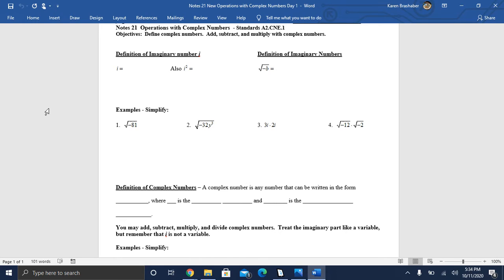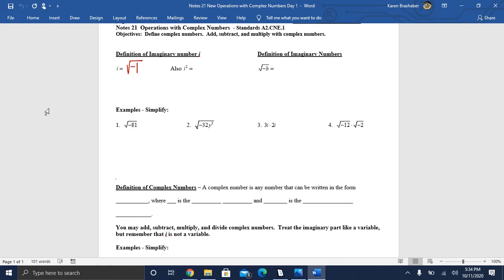So this new number is called i. It's an imaginary number, and we're going to define i as the square root of -1. And that's going to allow us to deal with square roots of negative numbers. And this will lead us to a new set of numbers called the complex numbers that will have some characteristics that are similar to what you've already been working with.